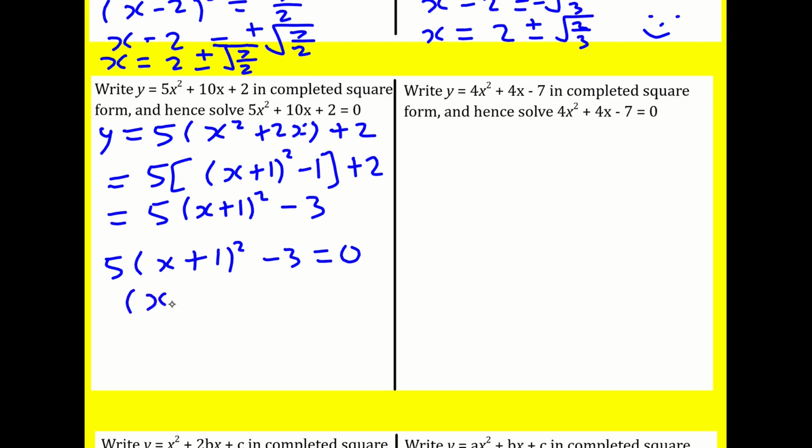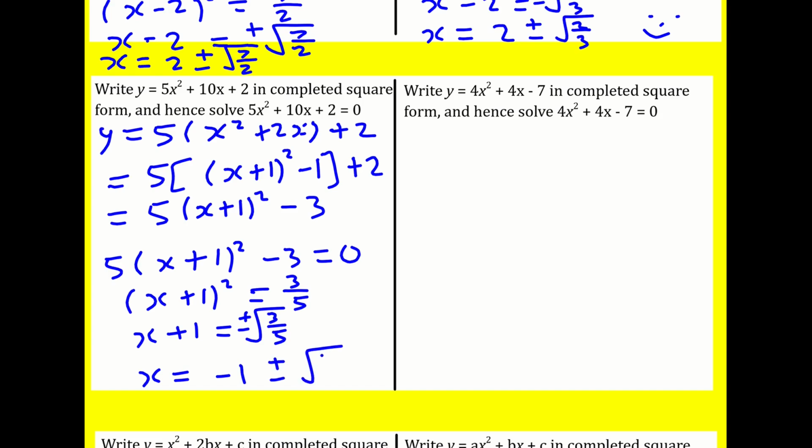I'm going to add 3 to both sides and then divide by 5. Take the square root. Minus 1 plus or minus the square root of 3/5. Same method every time, okay? This one.